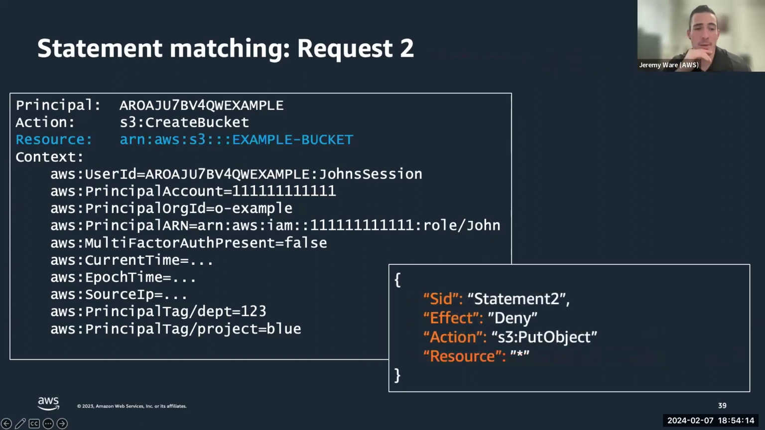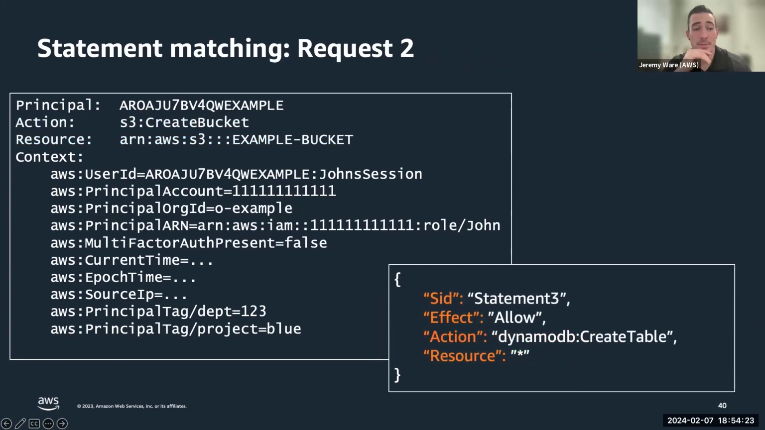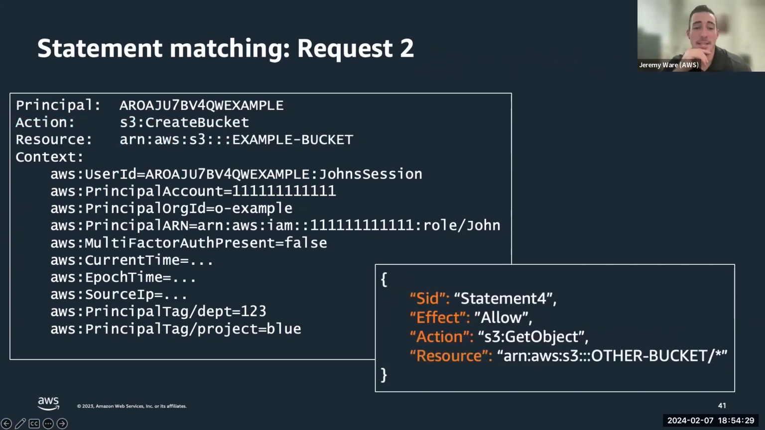Statement 2, deny put object. Again, any resource matches, but the action does not correlate. So it's not tied. Statement 3, again, is DynamoDB. So it's unrelated to the current authorization decision. And statement 4 is S3 get object from an unrelated bucket. So it doesn't match either.